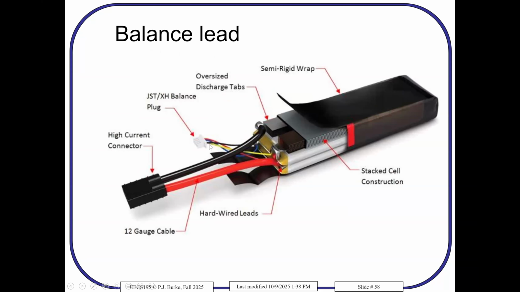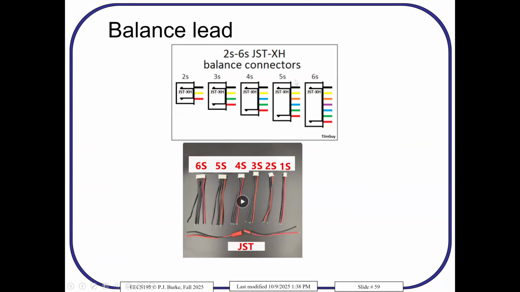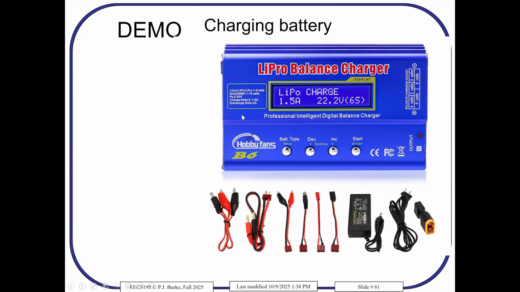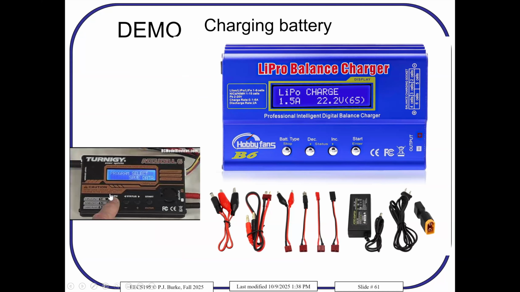So you have a balance lead here. They're JST XH connector types. If you have a 2S battery, there'll be 3 leads: ground, the positive voltage of the first cell, and then the next cell, and so on. And 6S is about the most people usually do with drones. Even Tesla is a 6S. They don't go higher. And then we have the battery checker and the demo. There is a YouTube video here that is also linked that has a tutorial. And now you're going to get the Peter Burke 10-minute tutorial of how to charge the battery.